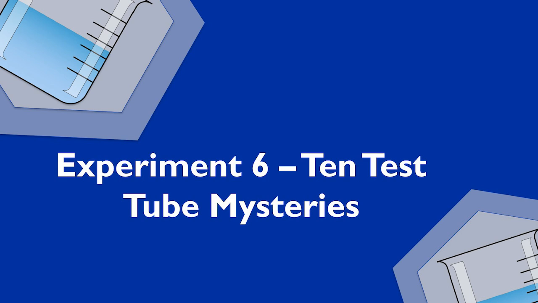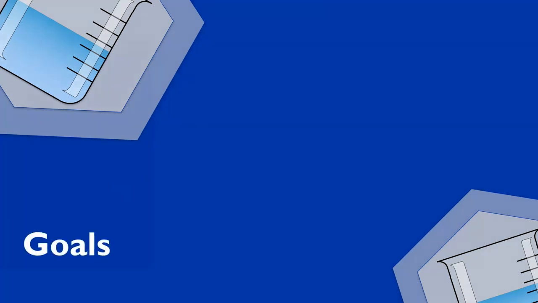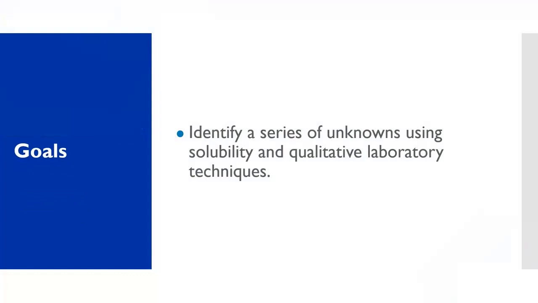Today's experiment, we'll be using our knowledge of solubility to determine the identity of a set of unknowns. Goals: we're going to make qualitative observations of what happens when we mix two unknown substances together by recording color, pH, odor, and formation of a precipitate.